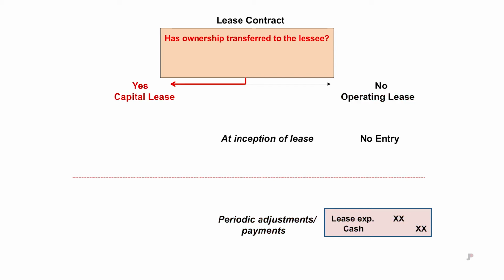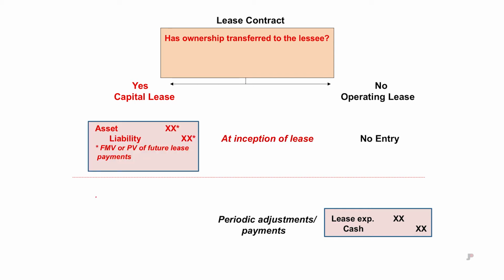If under either system, US GAAP or IFRS, it is determined that ownership has transferred to the lessee, the lease is accounted for as a capital lease. Here, at the inception of the lease, the lessee books a long-term asset and a long-term liability for an amount equal to either the fair market value of the property or the present value of the future contractual lease payments, whichever is easier to determine.